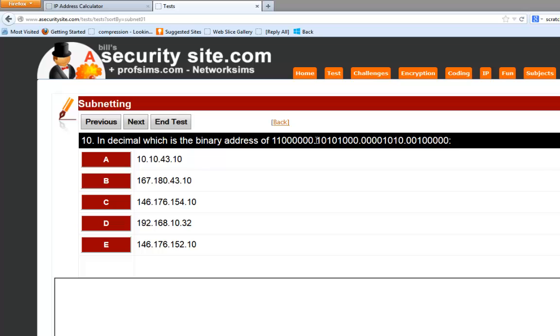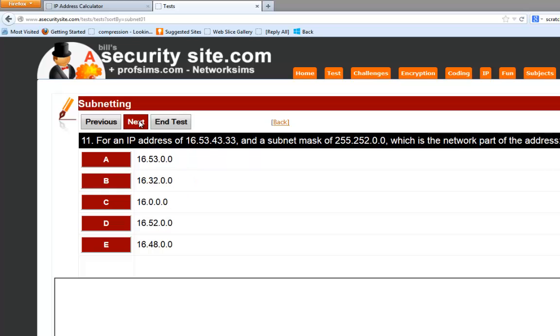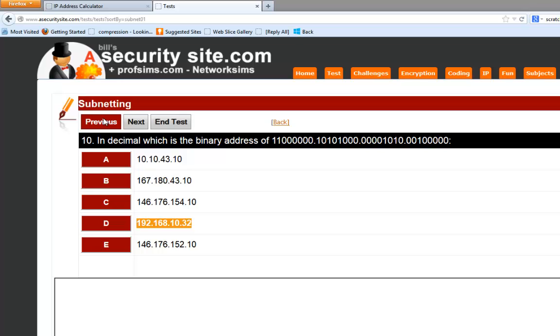Okay, so we might see a question such as this. We can actually see quite quickly that this is 192, so that's that address there. Okay, so this is just showing some very basic subnetting for the host and the network part.